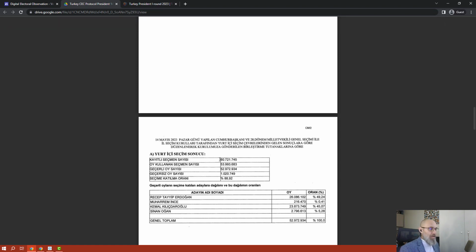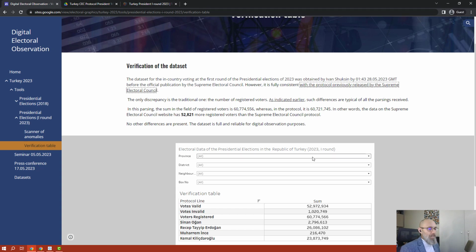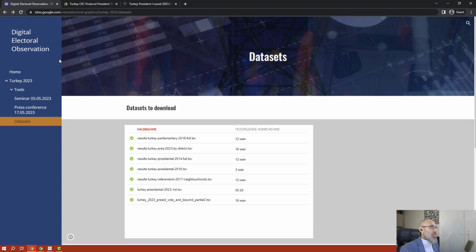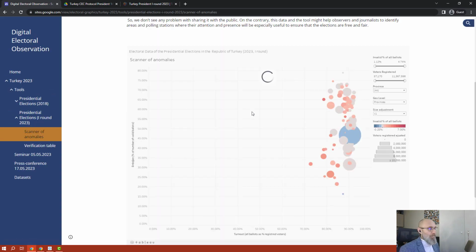I don't know why year after year, elections after elections, they somehow lose people from the protocol. The people are present in the data, but they are lost in the protocol. For example, Ogan got 222613, and in the data set, Ogan 613. Okay, everything is fine. You can verify, you can download this data as I mentioned already. And let's go back to the diagram.